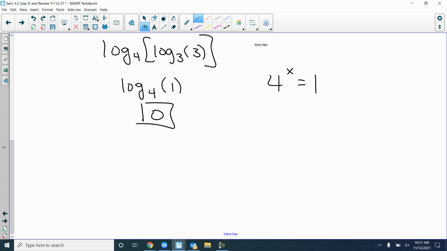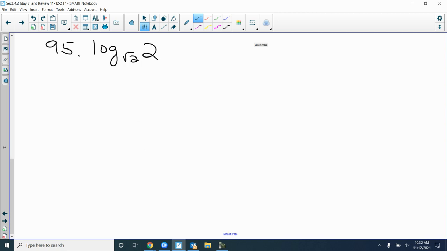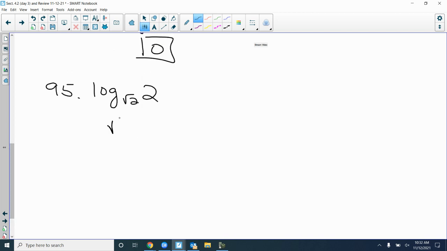Now the next 4 are all kind of similar because you've got radicals in the base. So I think if we can get one of them, we can get the others. For 95, log base square root of 2 of 2, correct? Yeah. Okay, so we've got a radical here. So square root of 2 to what power equals 2?